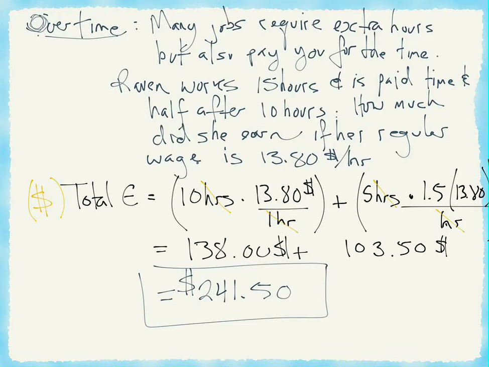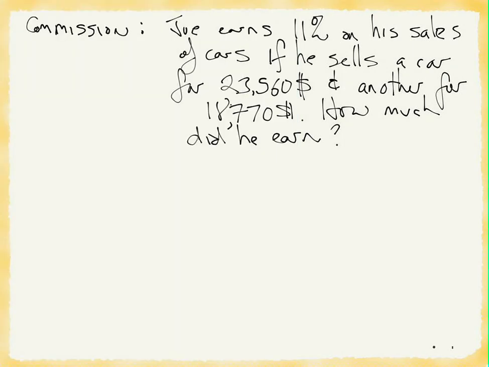Another thing that sometimes happens besides overtime is that certain jobs will pay you for commission, right? So we can skip over here, and let's say we look at Joe, and Joe earns 11% of his sales of cars, even though we talked the other day that he wasn't very good at car sales, perhaps. And so let's say one car goes for $23,560 and another goes for $18,770. We want to find out how much did he earn.